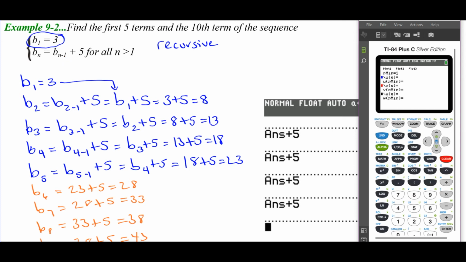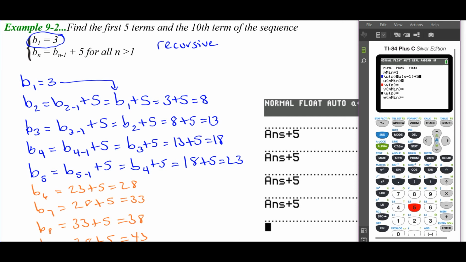All right, so we need to get the u. So remember, we need to use the blue u here. So we're going to do second 7 to get the u, and then I'm going to go parentheses, and then I need my n minus 1 subscript, which goes in parentheses. So n minus 1 in my subscript. And then remember, my equation says plus 5, so we're going to go plus 5. And then because this is a recursive formula, I have to type in my first term. So I'm going to go back and look at my equation. My first term is 3, so I'm going to put that first term in.